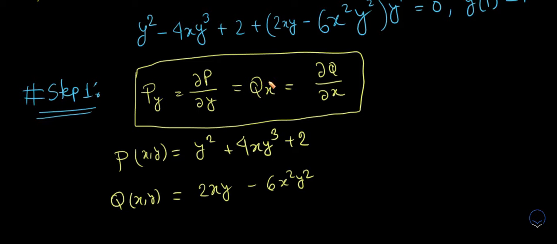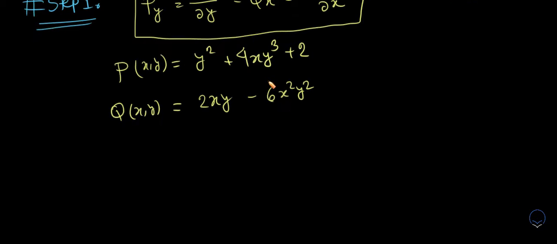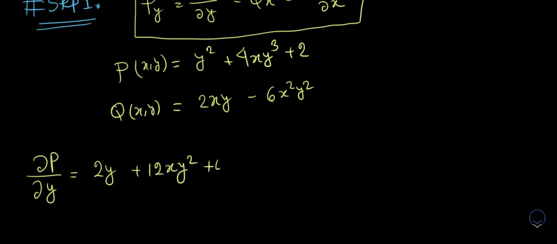So let's first do dP by dy, that is P_y, and if you do that, this will be 2y plus 12xy squared plus 0, because 2 is a constant. So let's not write 0 like this, and let's put a partition over here. We have found P_y.